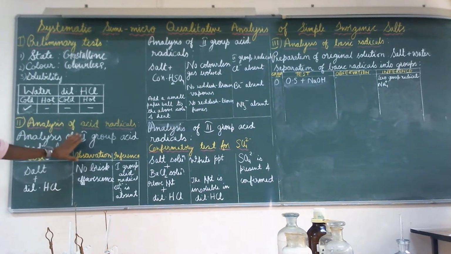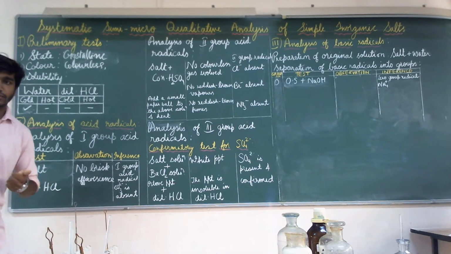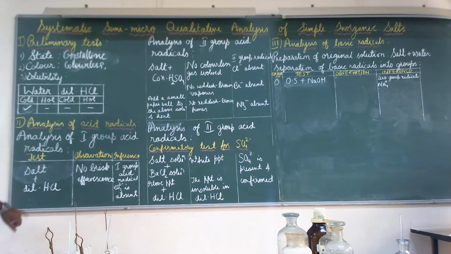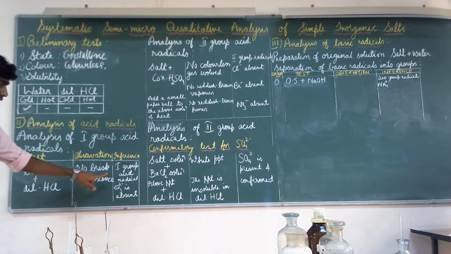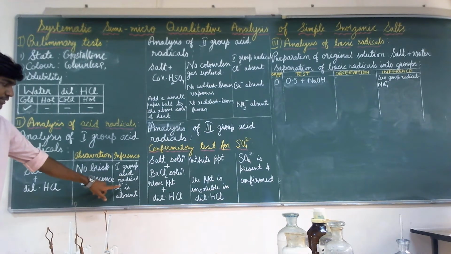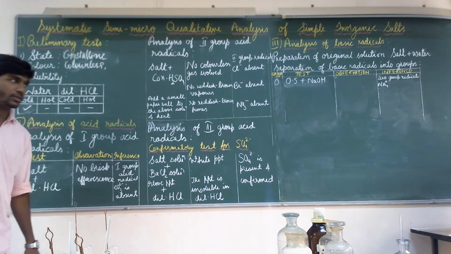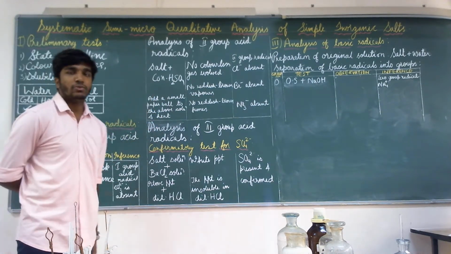So after this, we moved on to the analysis of acid radicals. We first started with analysis of first group acid radical. That's what I've written. The test was salt plus dilute HCl. We observed that there was no brisk effervescence, which basically indicates that first group acid radical, that is carbonate, was absent. Okay, and then we moved on to the second group acid radical.